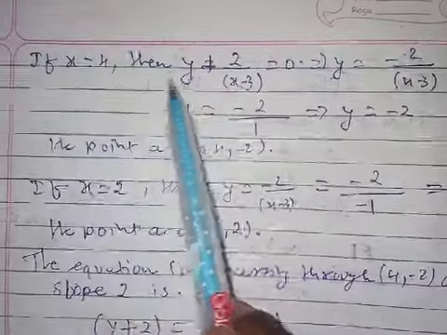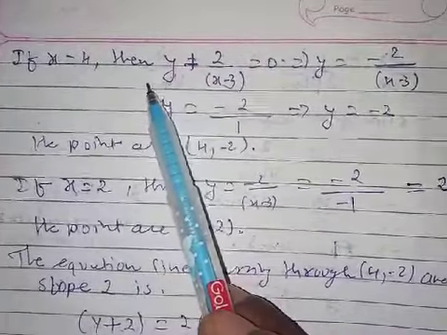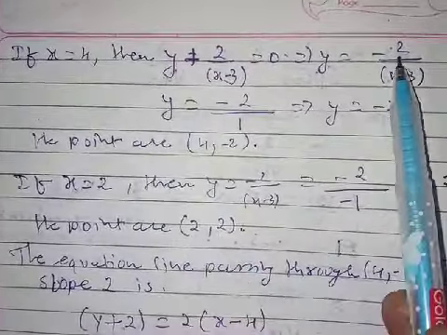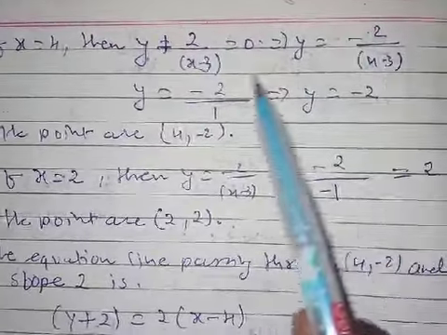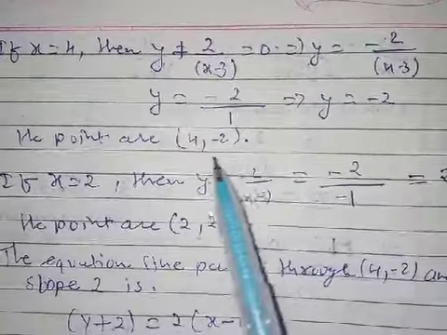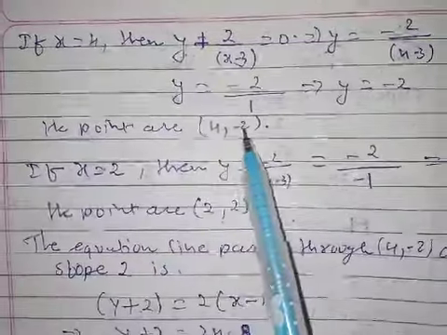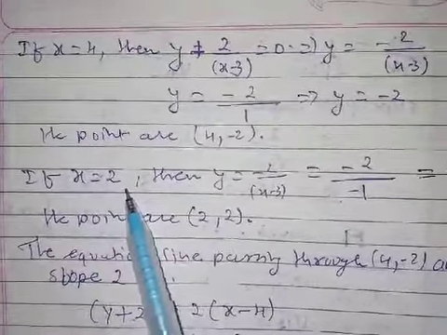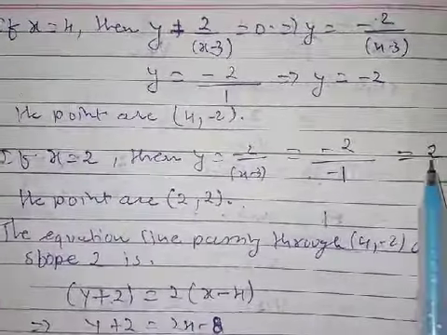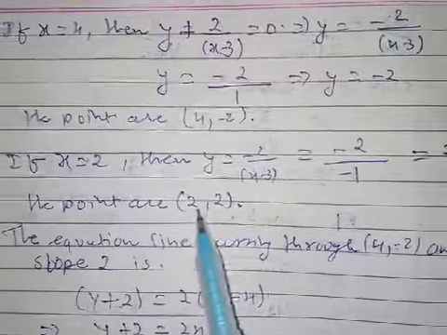If x is equal to 4, then the y value will be minus 2. So the point is (4, -2). If x is equal to 2, then y is 2. So the point is (2, 2).